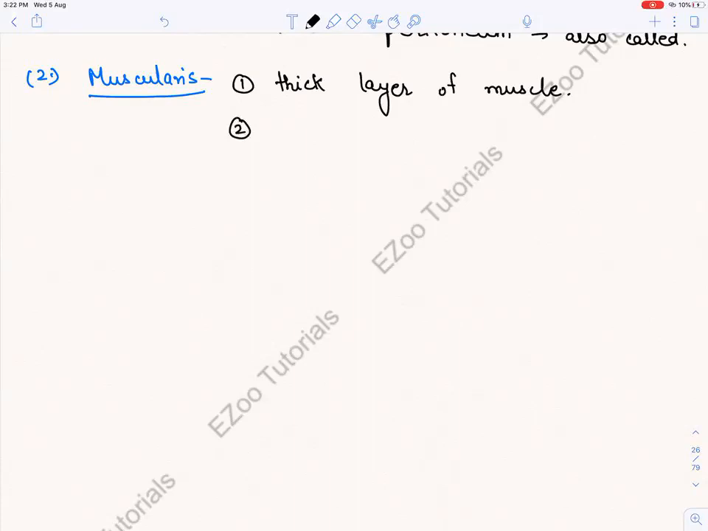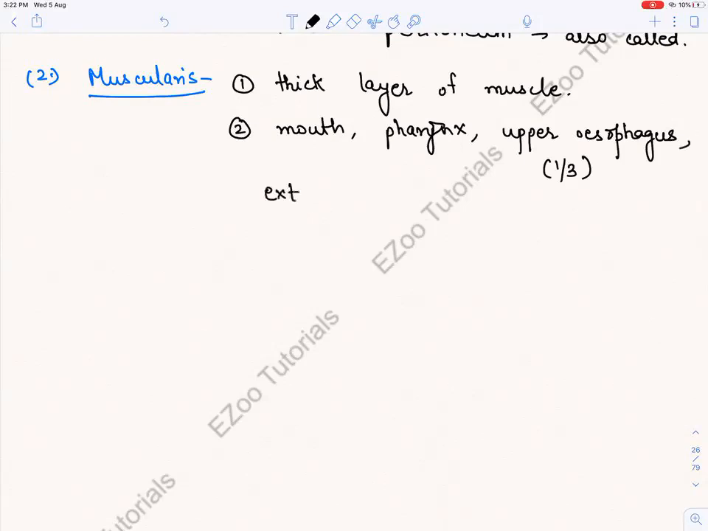Sometimes, like in mouth, pharynx and upper esophagus, I told you how much part of the esophagus is made up of skeletal muscle? One third, upper one third. So mouth, pharynx, upper esophagus, external anal sphincter.